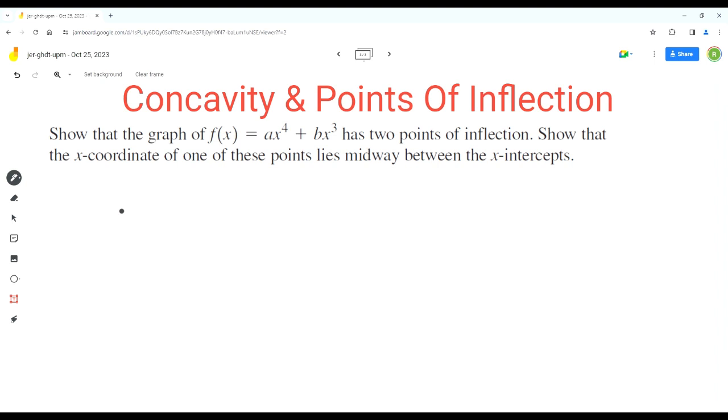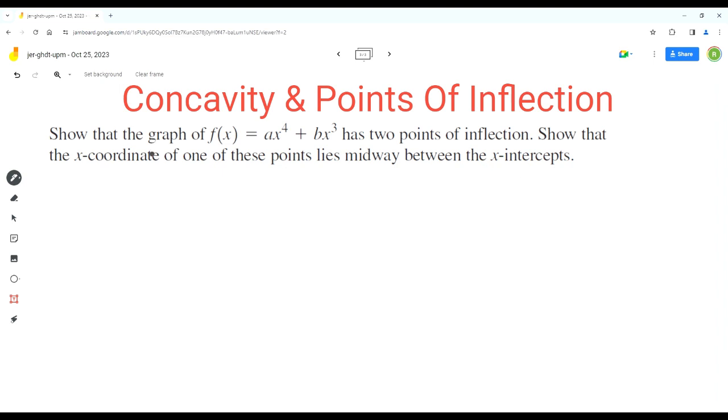So in this video, we'll solve this problem using the concepts of derivatives. So as per the problem, show that the graph of f(x) equals ax^4 + bx^3 has 2 points of inflection. And then show that the x-coordinate of one of these points lies midway between the x-intercepts.